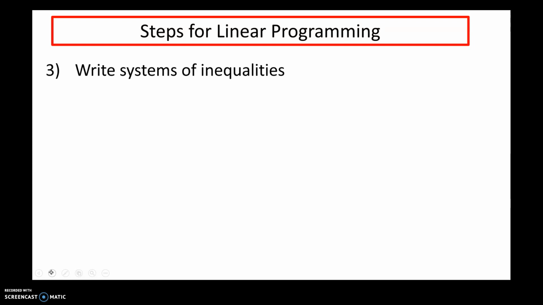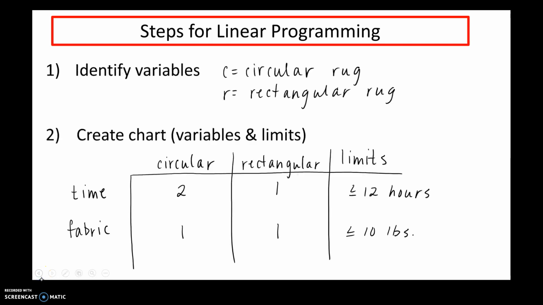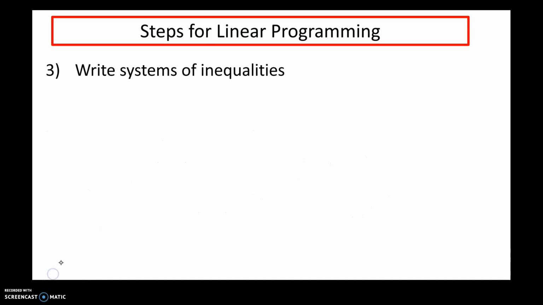Now these are limits: at most, at least, no more than. These are inequalities. So our system of inequalities using the chart: first I'm going to write the inequality for the amount of time. 2 hours per circular rug plus 1 hour for every rectangular, and that has to be less than or equal to 12 total hours. Next, 1 pound of wool on the circular rug plus 1 pound on the rectangular rug. That is at most 10 pounds I have available to me.